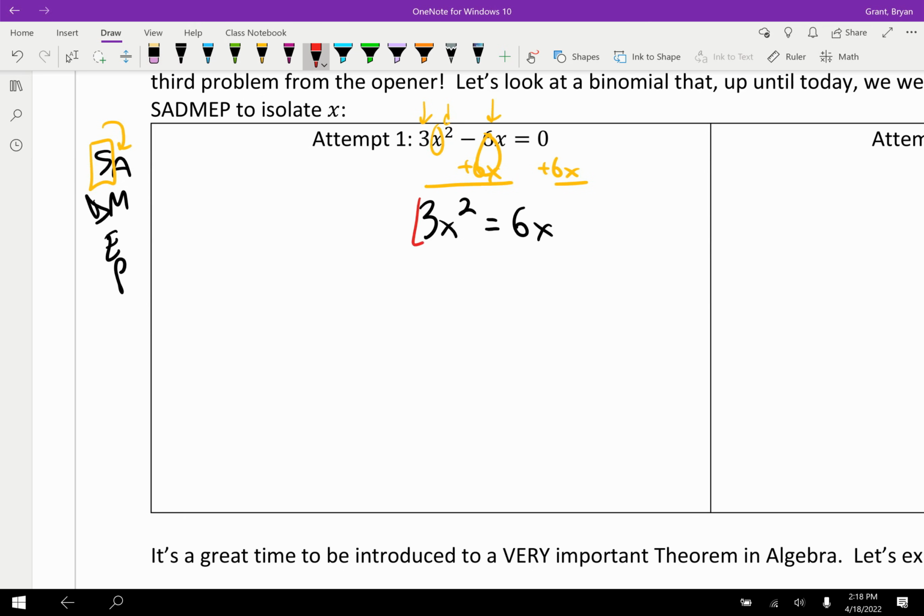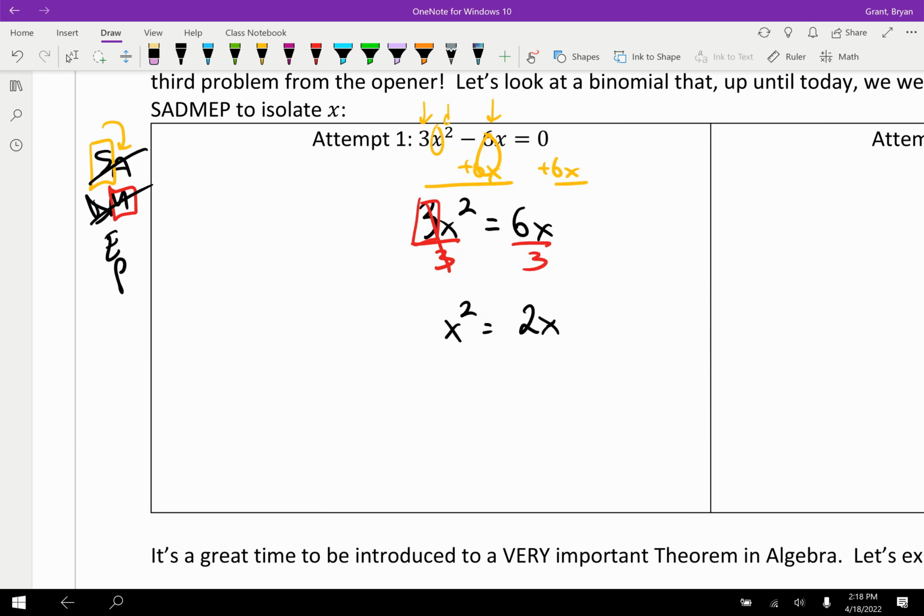Next up, I'm going to undo the multiplication on both sides by dividing by 3. That leaves me with x squared equals 6x divided by 3 is just 2x. Okay, so we got rid of that and that. And the last thing that is left is an exponent. Now we already saw that undoing an exponent with a square root wasn't great because it traps this x inside the square root and doesn't help us get x alone.